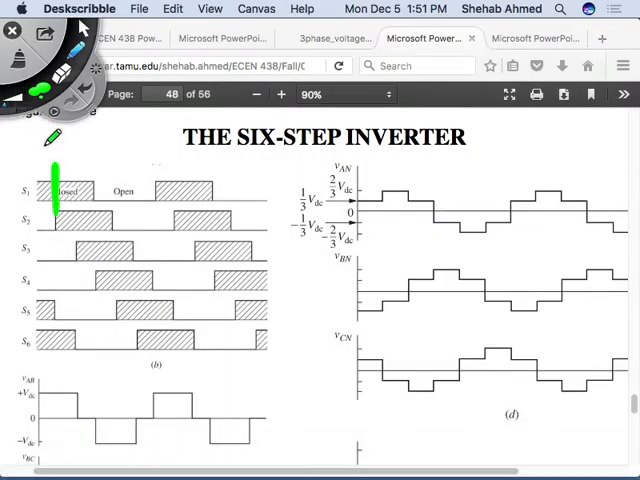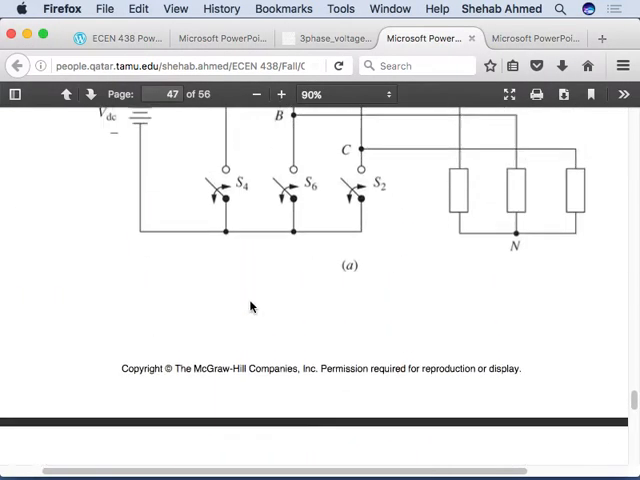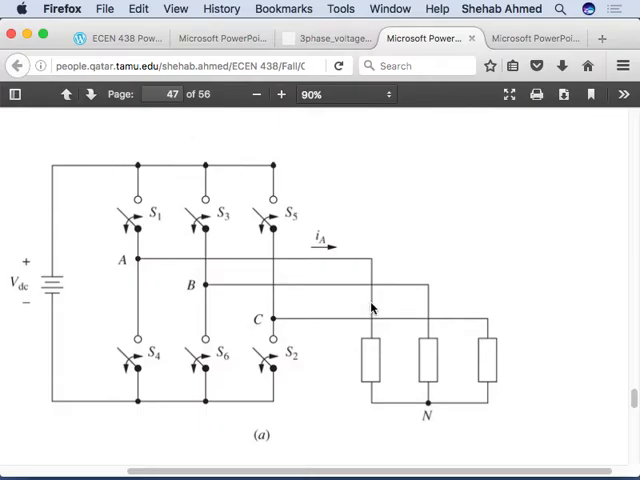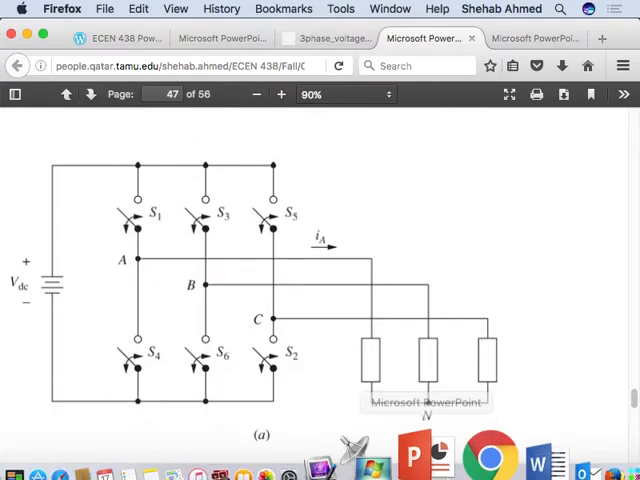This first switching state, I have what? S1 on, S5 on, and S6 on, right? S1, 5, and 6. Let's look at what the corresponding phase voltage and the corresponding line voltage will be, right? 1, 5, and 6 on. So let's go back to here. If 1, 5, and 6, what is the corresponding phase voltage and what is the corresponding line voltage?